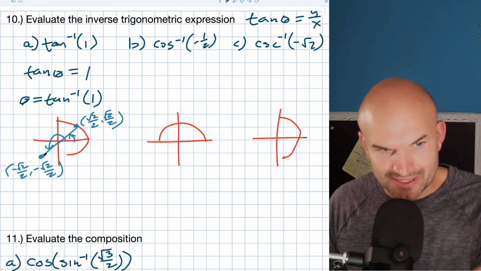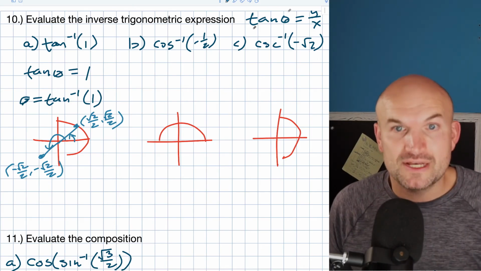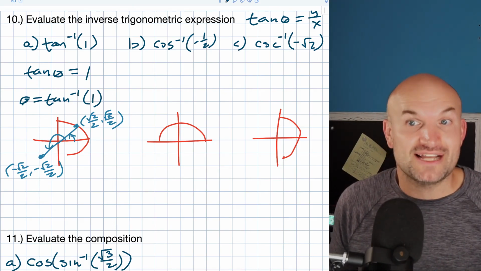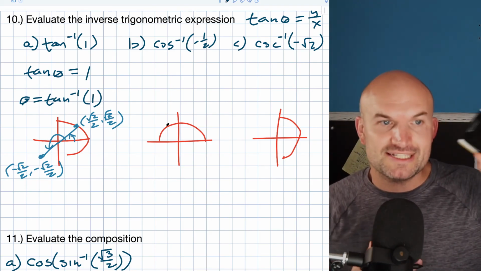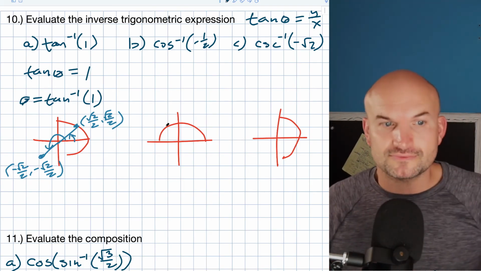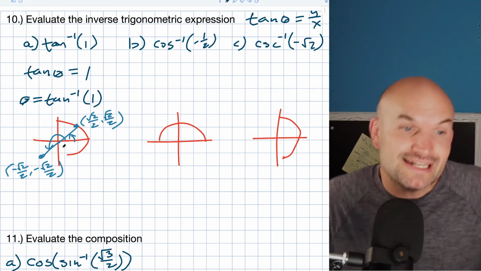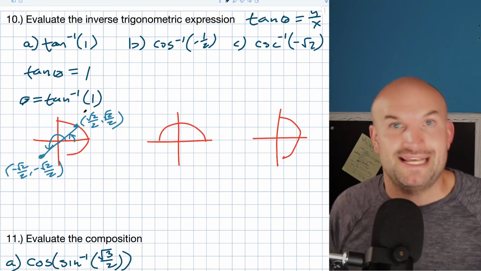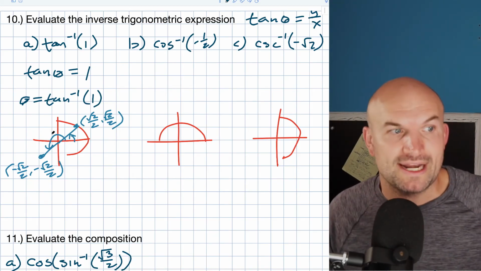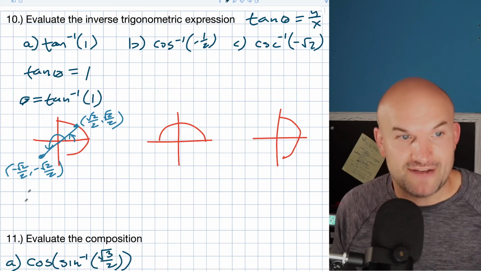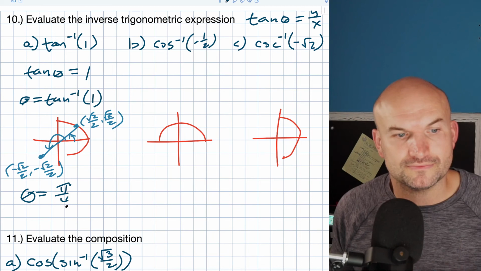But what's the difference between this one and this one? This one is within my restriction. This one is not. So that's why the final answer is that there's only one answer. And you can always verify this when you use your calculator; these are called inverse functions. So there's only one answer. That's why we have these restrictions, because if we didn't, there'd be infinitely many answers. We only use these restrictions to get our one answer. And in this case, my final answer here, theta, is going to equal pi/4.